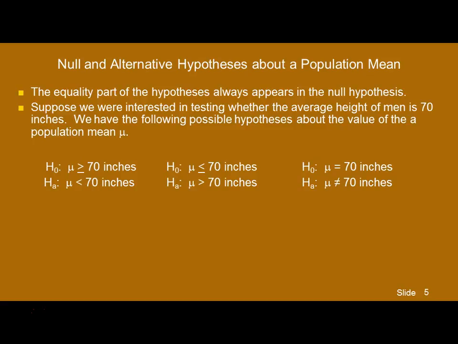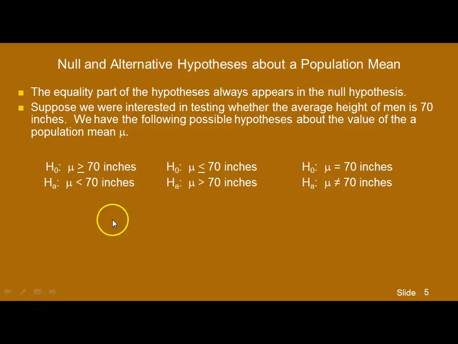Let's get into more specific examples about hypotheses. Let's suppose we simply wanted to test whether the average height of men is 70 inches. First, let's go through some different possible setups for the hypotheses. Here we have a set of hypotheses where the null says the mean is greater than or equal to 70, and the alternative says the mean is less than 70 inches. In the middle here, we have a hypothesis that says the mean is less than or equal to 70 inches as opposed to the mean greater than 70. And over here on the right, we have another third possibility. Is the mean equal to 70 inches or is the mean not 70 inches?